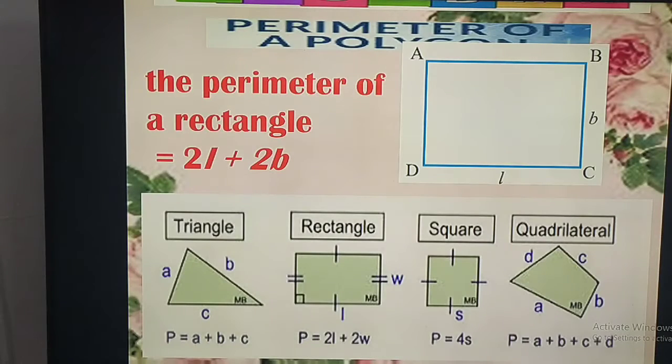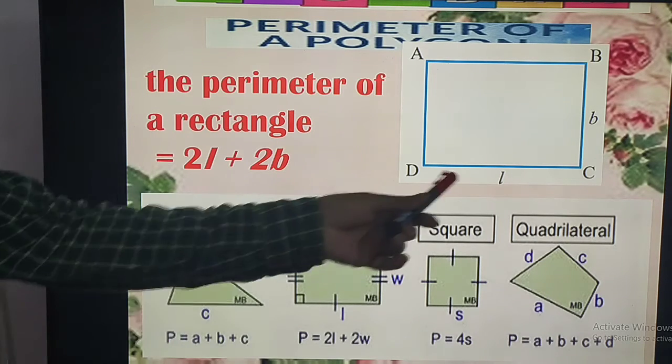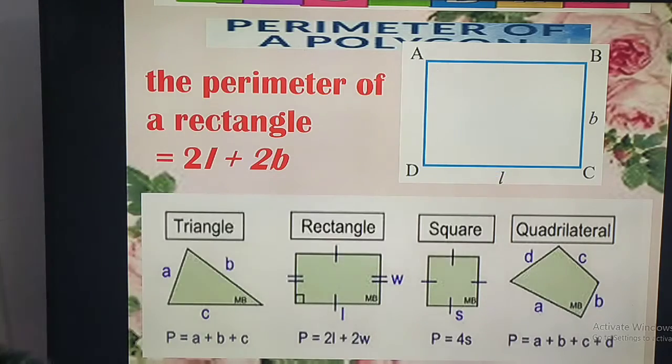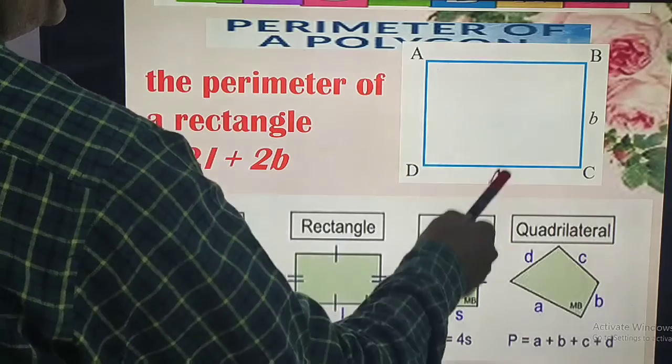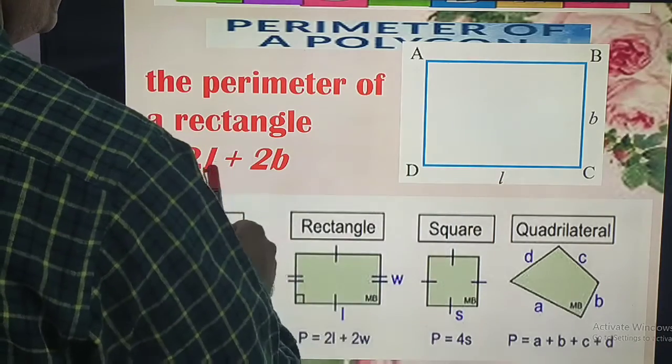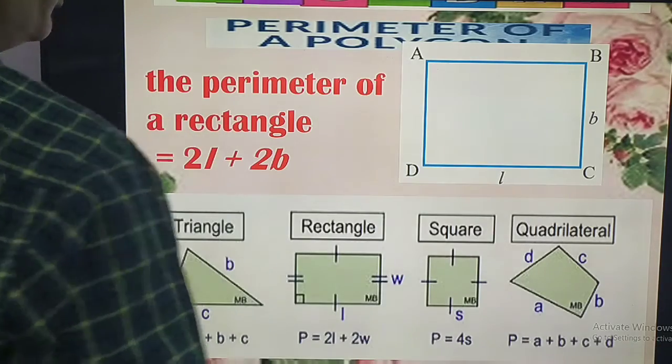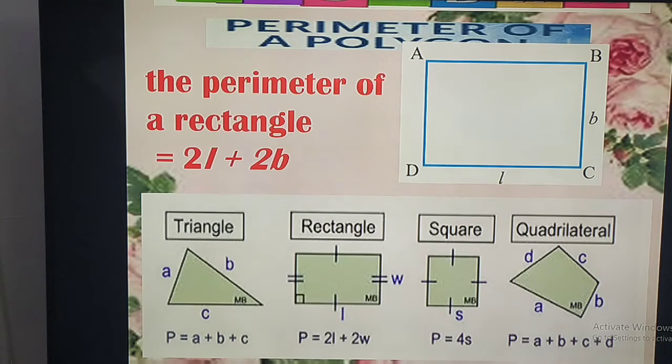So this is how we deal with algebra. In algebra we deal with numbers as well as literals. Let us see the perimeter of a rectangle having length L and breadth B. You know that these two opposite sides are equal. So L plus L, that is 2L, and B plus B, that is 2B. So 2L plus 2B is the perimeter of this rectangle.